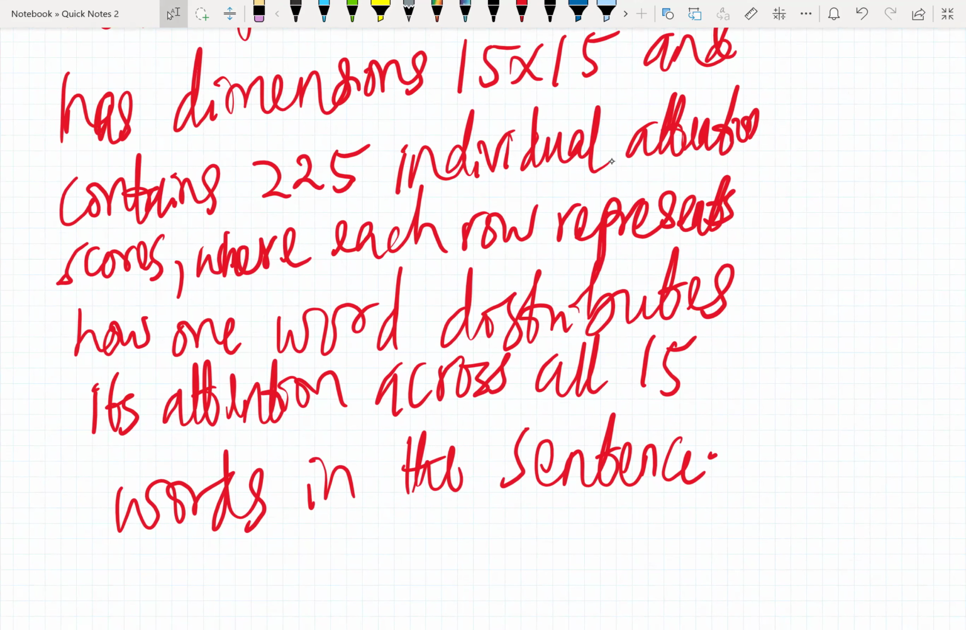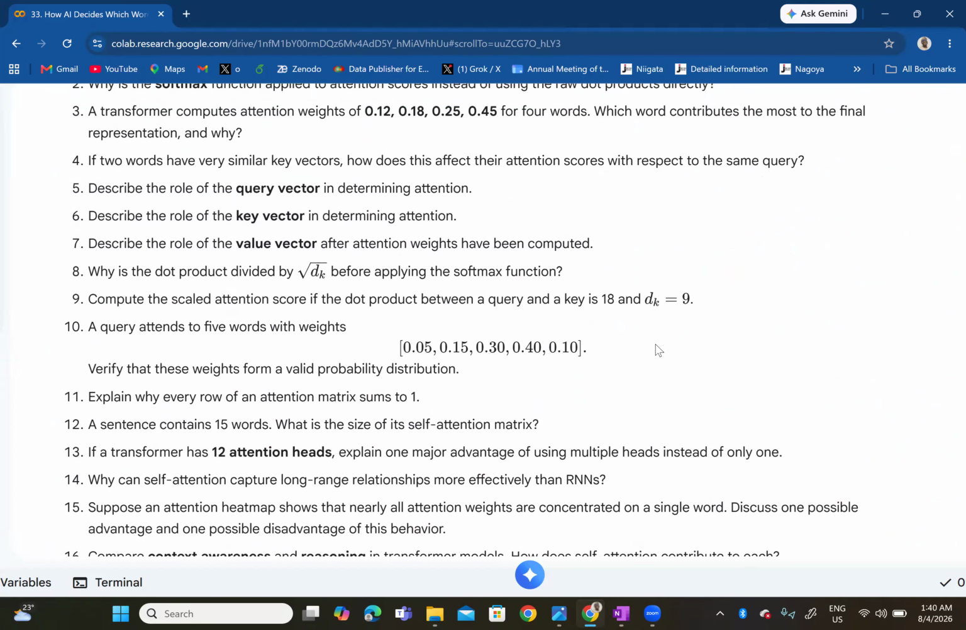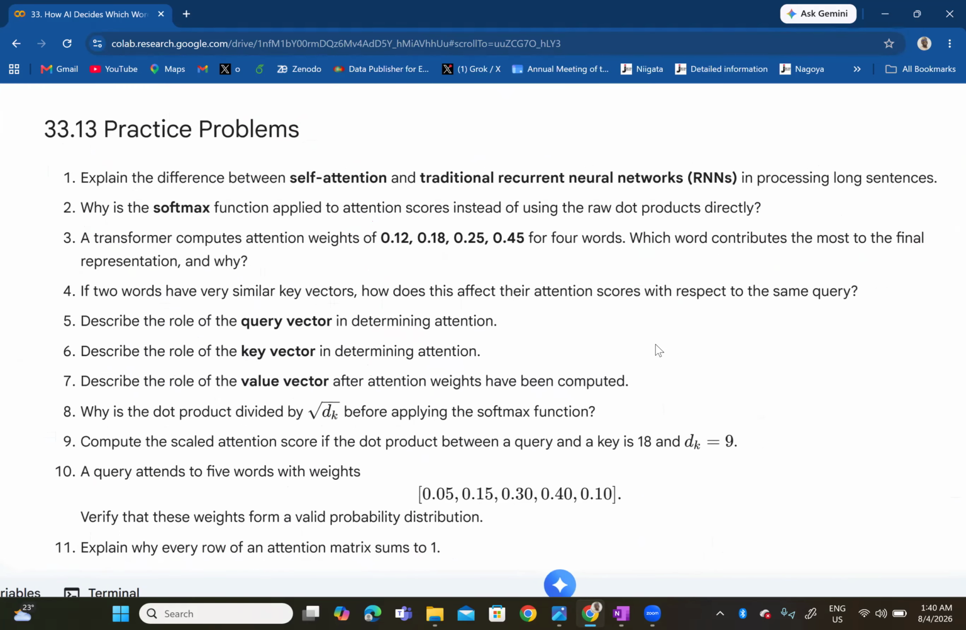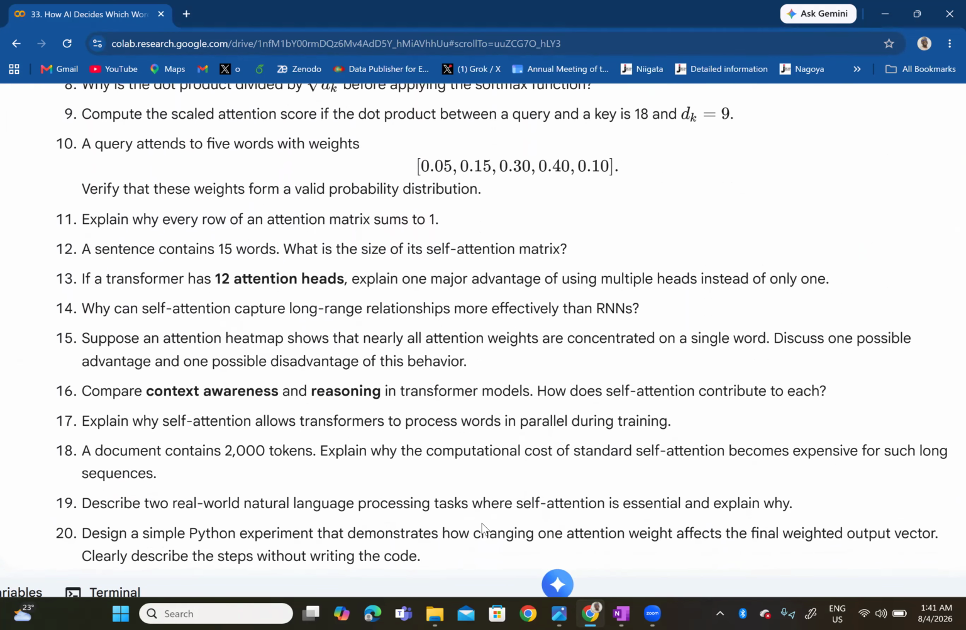All right, so with this, we come to the end of this interesting video about how AI decides which words matter. You can again look at questions 1 to 12 clearly. Of course, 11 is asking to explain why every row of the annotation matrix sums to 1, because every row forms a probability distribution of the attention of every word on every other word. Then you have the rest of the questions right here.